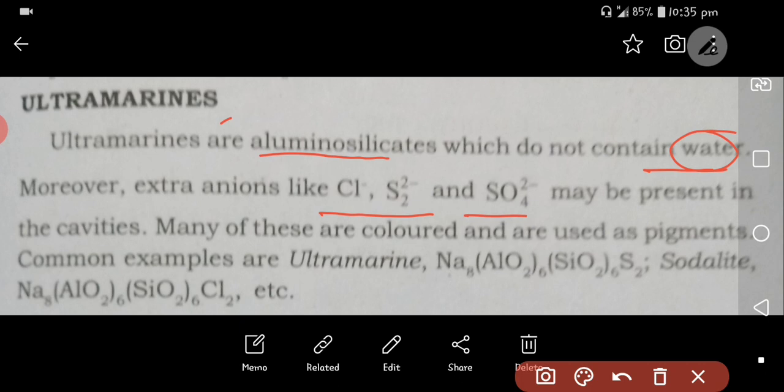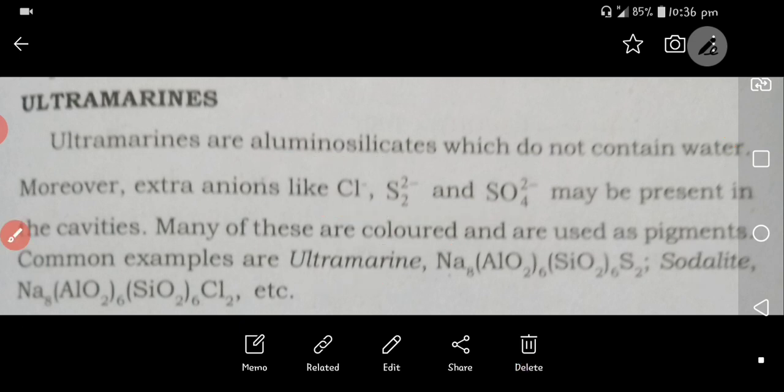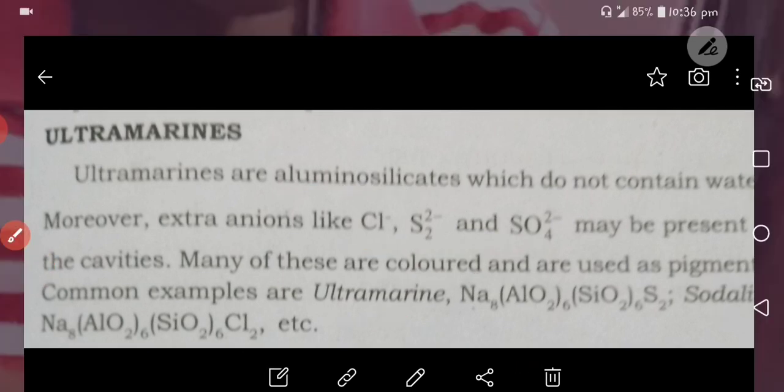Another thing is that many of these are colored and they are used as pigments. Some of the common examples are ultramarine, sodalite, etc. So ultramarines are also aluminosilicates without water molecules. Now let us move back to the presentation.